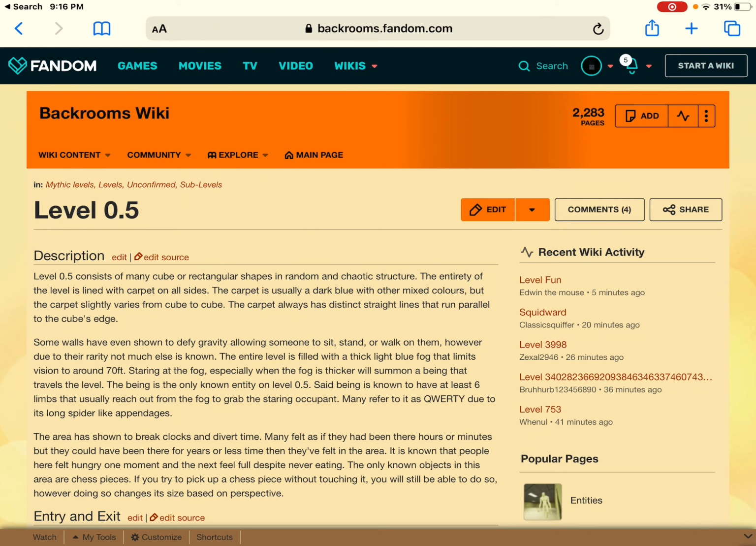The being is the only known entity on Level 0.5. Said being is known to have at least six limbs that usually reach out from the fog to grab the staring occupant. Many refer to it as QWERTY due to its long spider-like appendages.